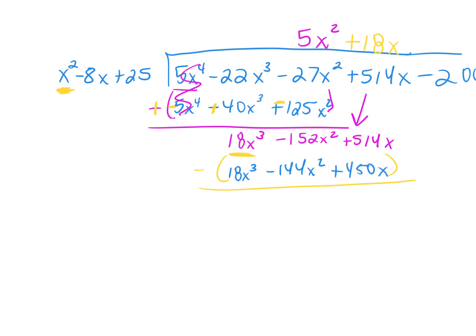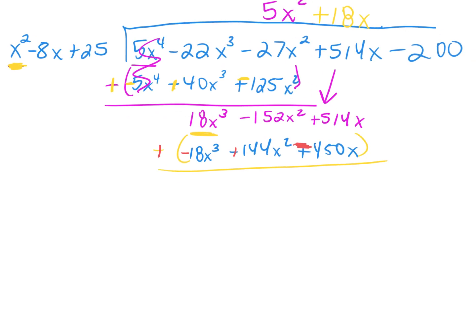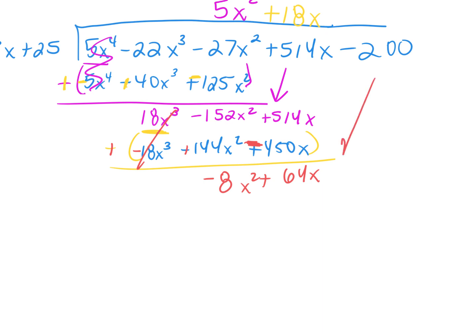Now, before you subtract, what should you do? We're going to change the signs. We're going to distribute, distribute, distribute, distribute. So what's 514 minus 450? 64x, good. What's negative 152 plus 144? Negative 8, but it's negative, correct? Okay. Your cubes cancel out. Then what do we do with the negative 200? We bring it down. All right.